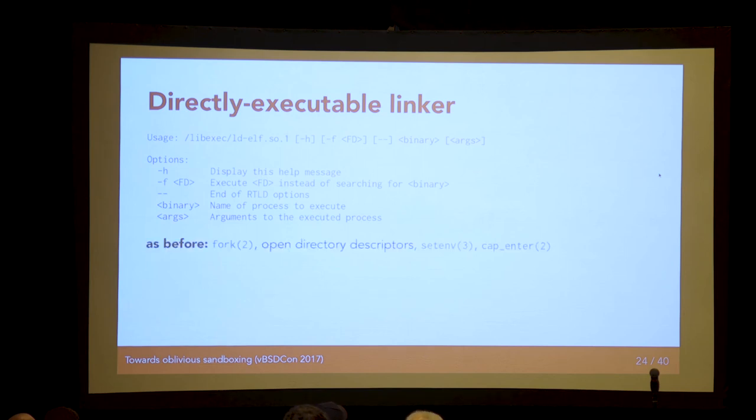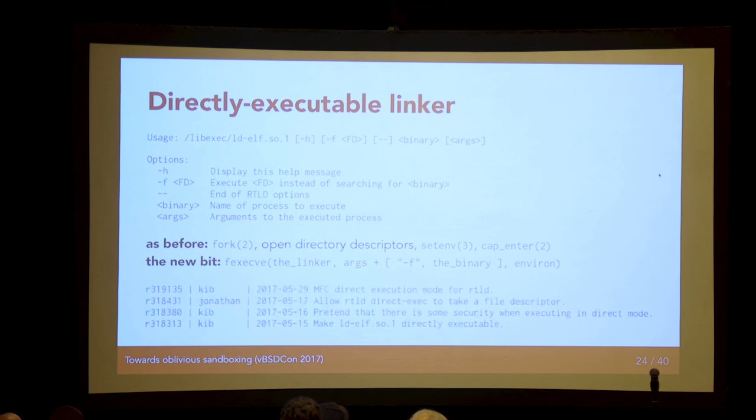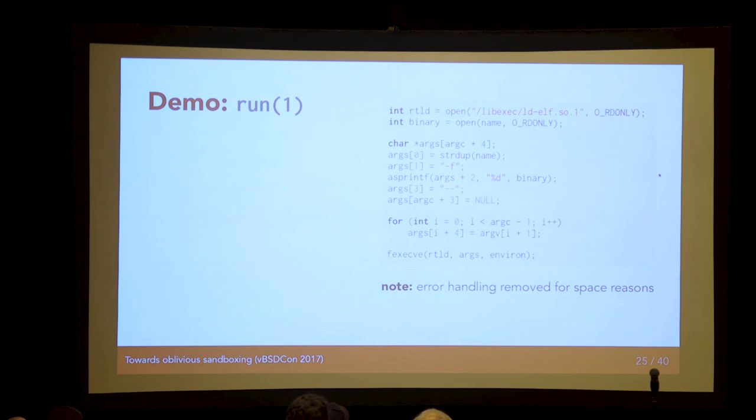Okay, so as before, we fork, open some directory descriptors, we tell the child process about them through setenv, and we call cap_enter. But the new bit is that what we actually do is directly execute the linker. And we say, here are some arguments, plus we're going to tell you about what the binary is. Now, obviously, this is not really C syntax, but I hope it conveys the point. And this stuff exists now. So you can do this in FreeBSD, which is very exciting. I'm not going to run this demo, because we're running short on time.